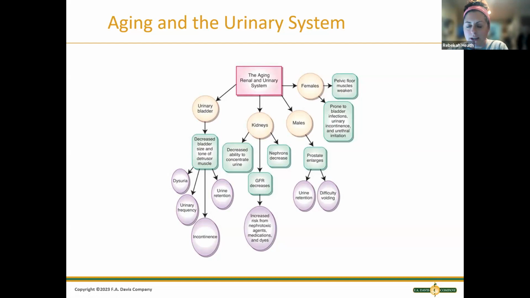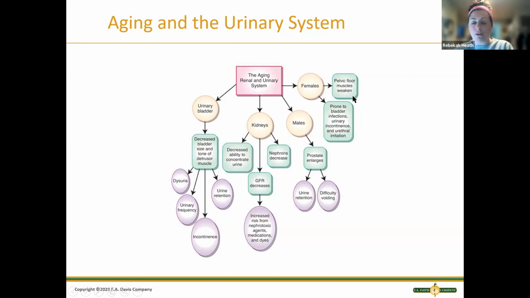We expect them to happen, but they are a dysfunction of the system. So let's start over here with females. Age-related changes. Pelvic floor muscles weaken. Well, why would that happen in women versus men?